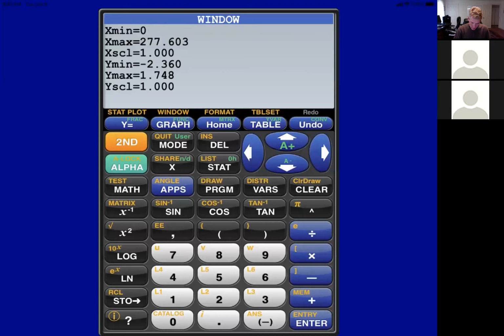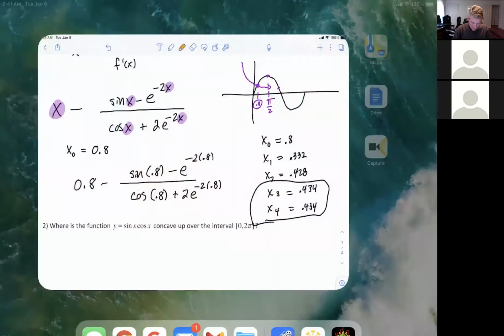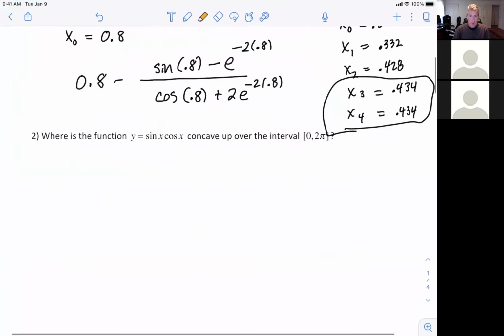So go from like 0 to 2 on the x-axis. And then, let's see, the biggest sine gets is 1 and -1. So -1 to 1. And then there's this, which my graphing calculator tells me that x should equal 0.434. All right, then on to the other one, or number 2 anyway.